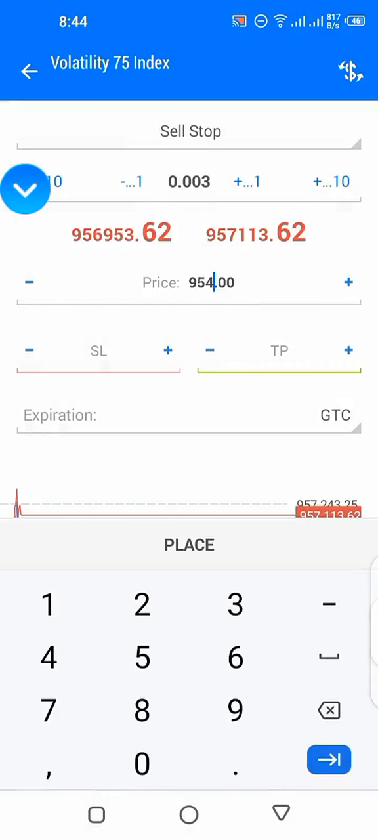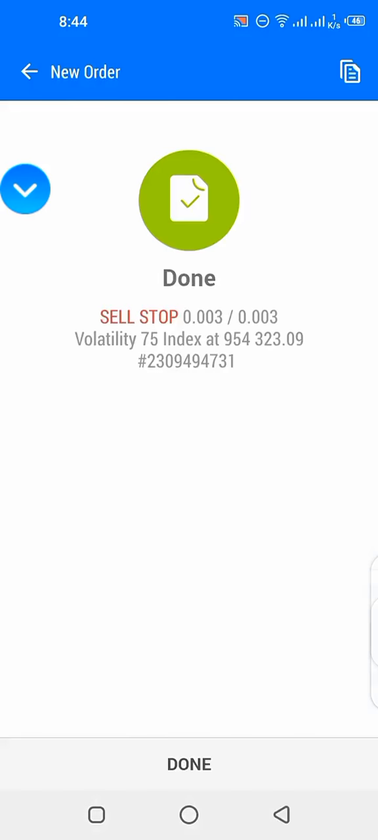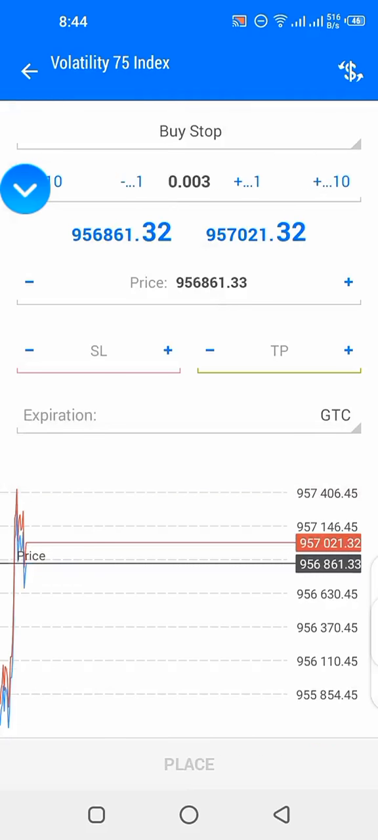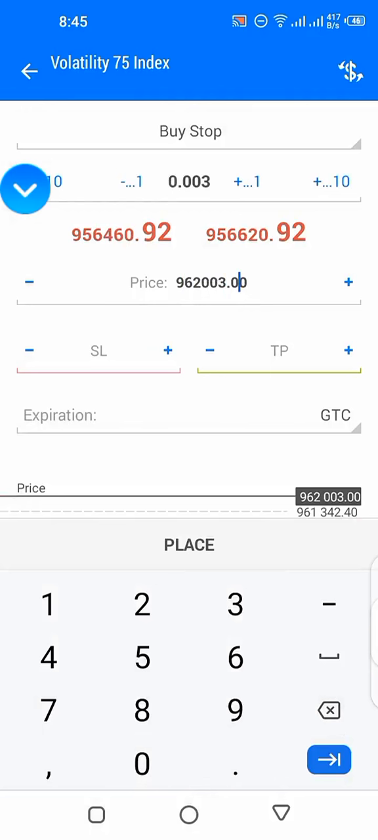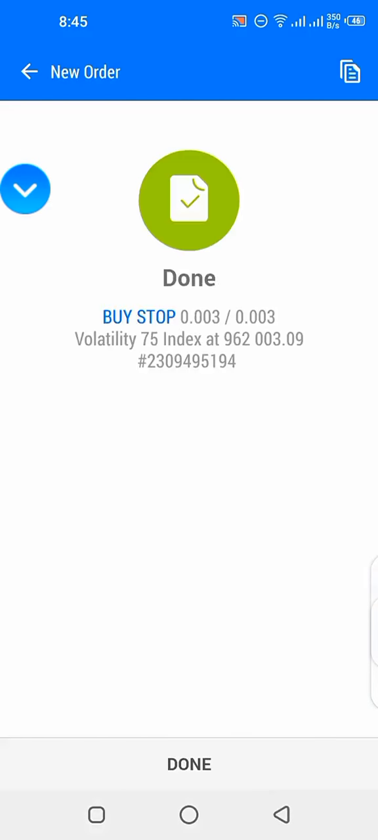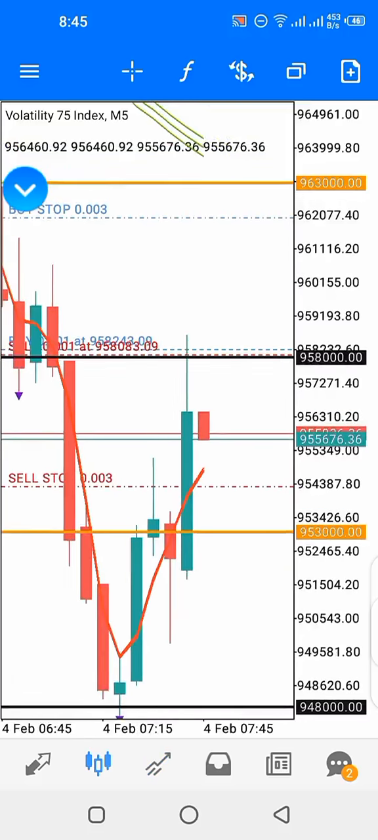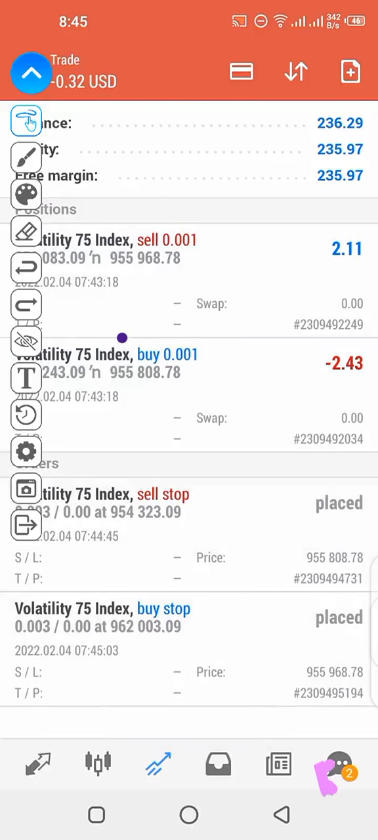The hedge pending order, and the spacing for the hedge pending order to each running trade will be 3,920 points. I'll be setting a buy stop for my sell running order. I'll be setting a sell stop for my buy running order. And the spacing is going to be exactly 3,920 points away. This is my sell stop, and this is my buy stop.